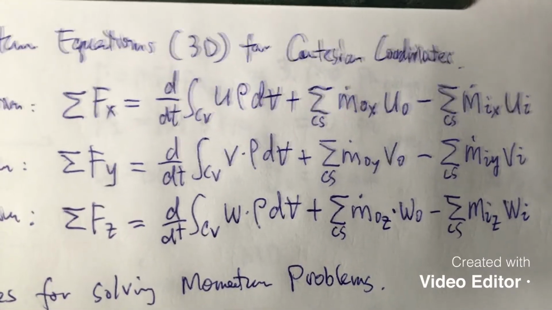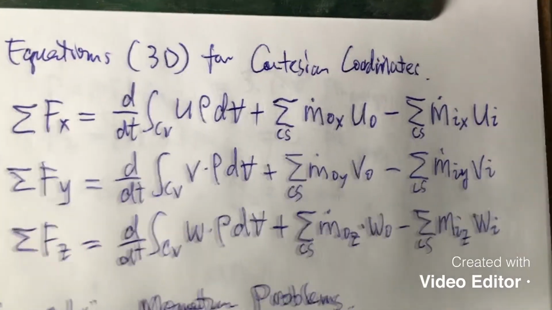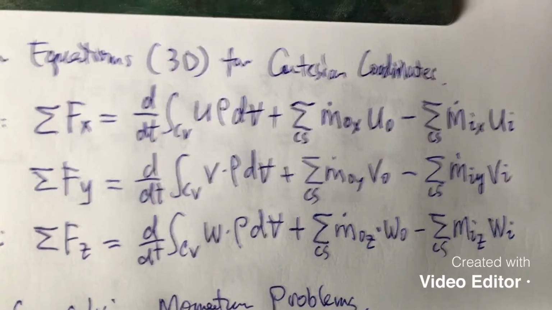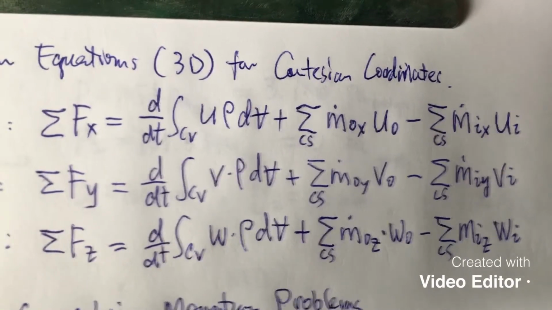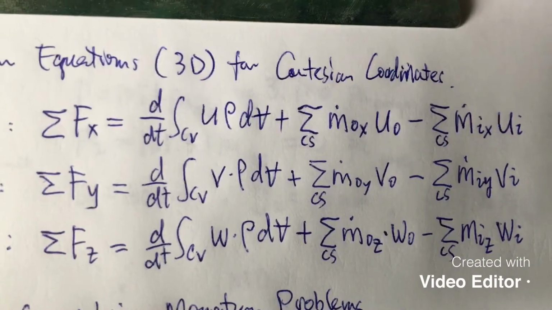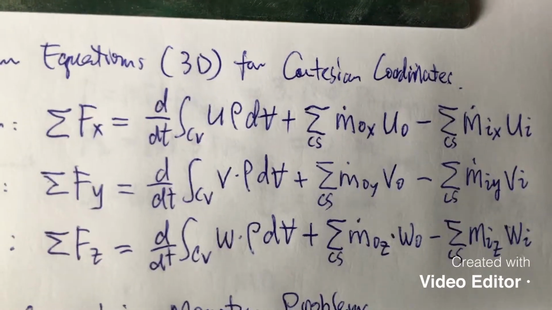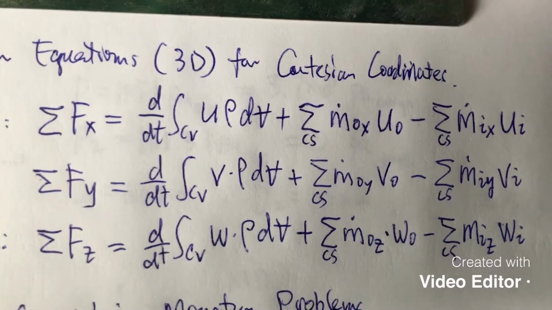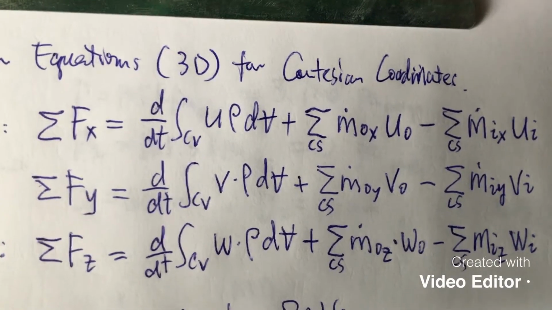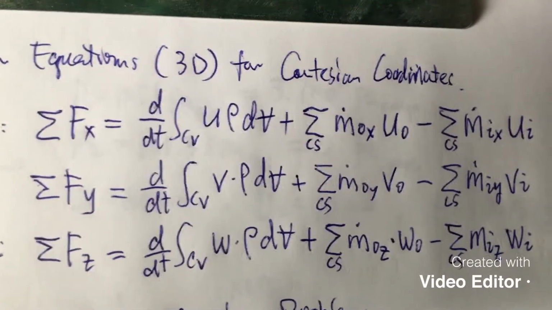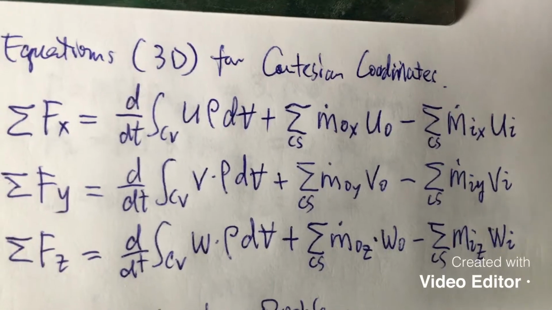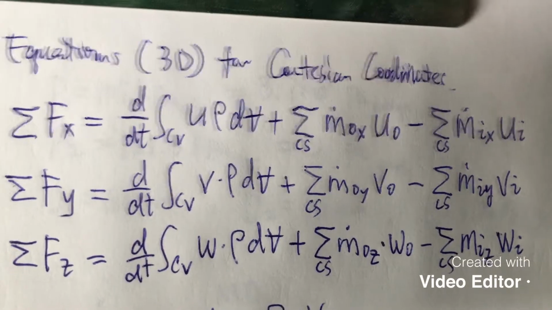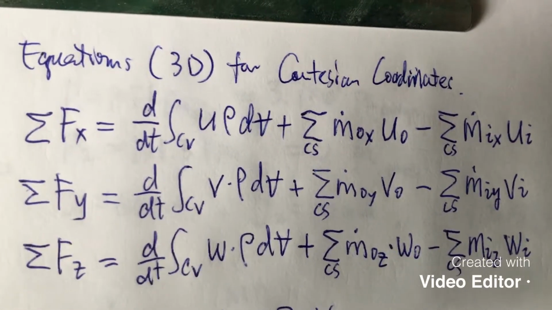Okay, so Fx equals d over dt of the momentum in the control volume with the x direction velocity u, then plus the momentum out minus momentum in. Both of them are in the x direction. You see m dot o,x, that means mass flow rate at the outlet in the x direction. It's a component. u_o means the x direction velocity at the outlet. Same thing for the inlet: m dot i,x is the inlet mass flow rate in the x component, and u_i is the inlet velocity x component.